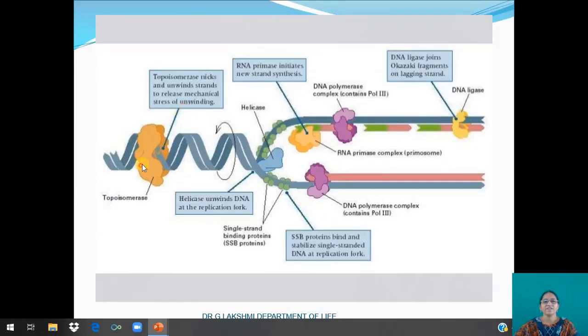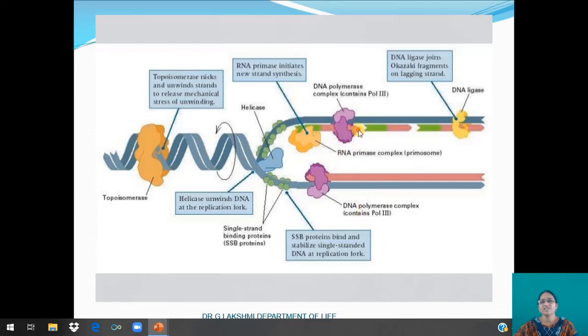You can see different functions here. Topoisomerases nick and unwind strands to release mechanical stress from unwinding. Next you see the helicase function, which unwinds DNA at the replication fork. Now single strand binding proteins bind to the separated strands and stabilize the single-stranded DNA at the replication fork. Now RNA primase initiates the new strand synthesis in the 5' to 3' direction. This can then be extended by the binding of the DNA polymerase 3 enzyme.